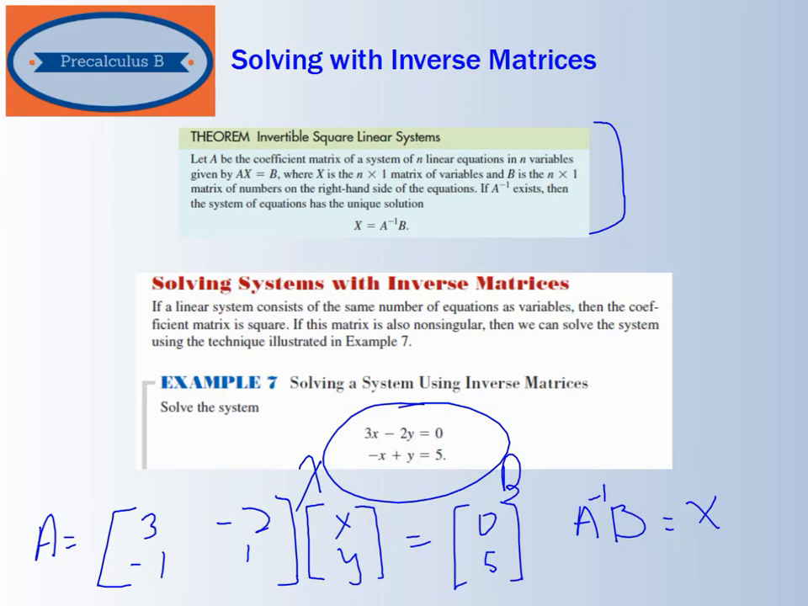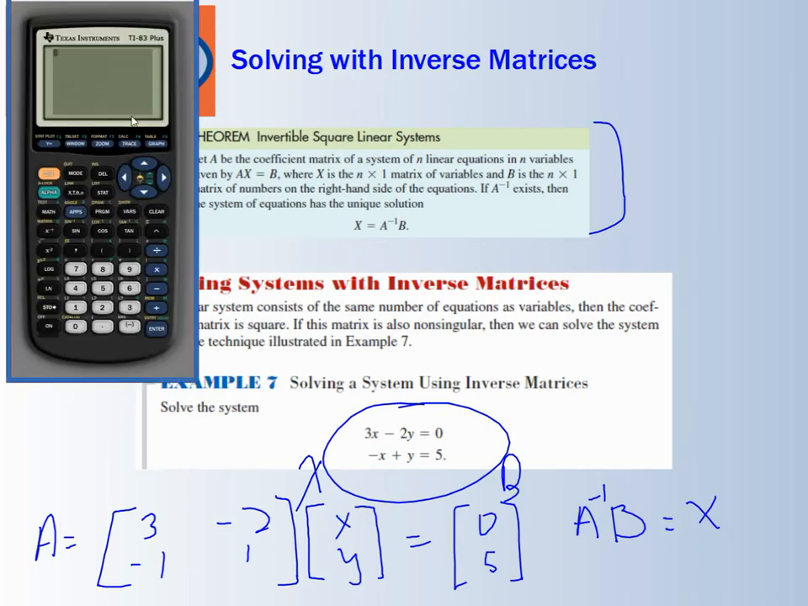So if I plug in A as that matrix and I plug in B as the other, all we have to do is take the inverse of A times B, and it will tell me what the values are for x and y. So I'm going to pull up my calculator. I'm going to go into my matrices. I'm going to go to edit. All right, and the first matrix, 2 by 2, it's got 3, -2, -1, 1. That's matrix A.